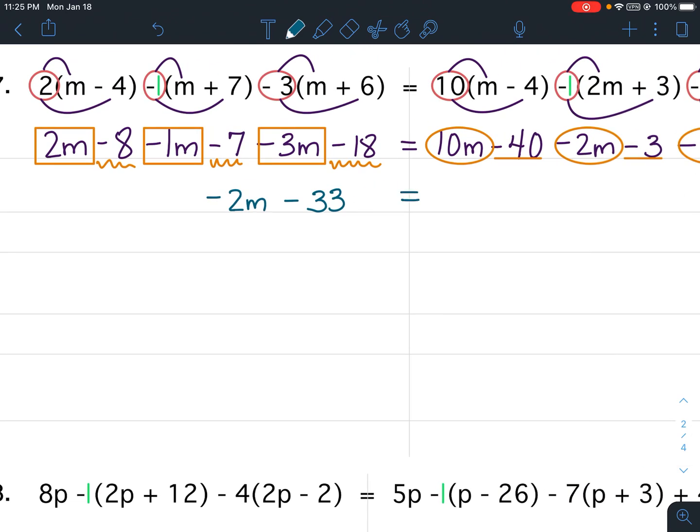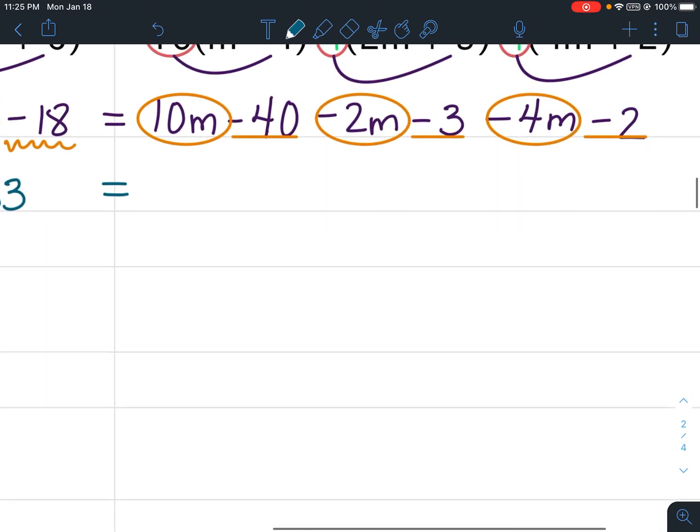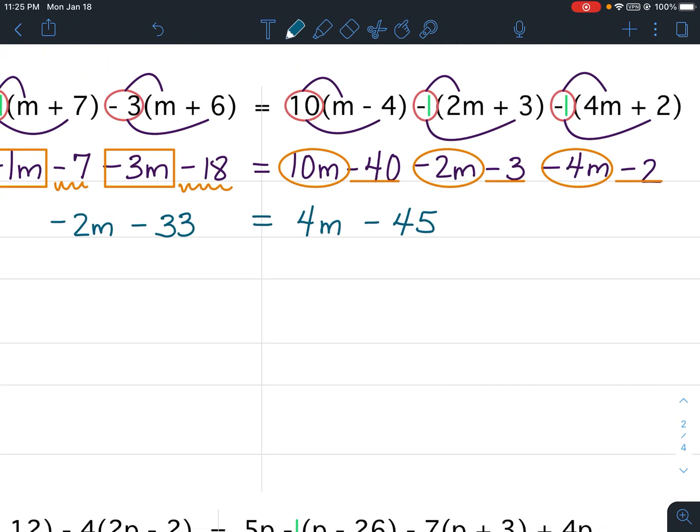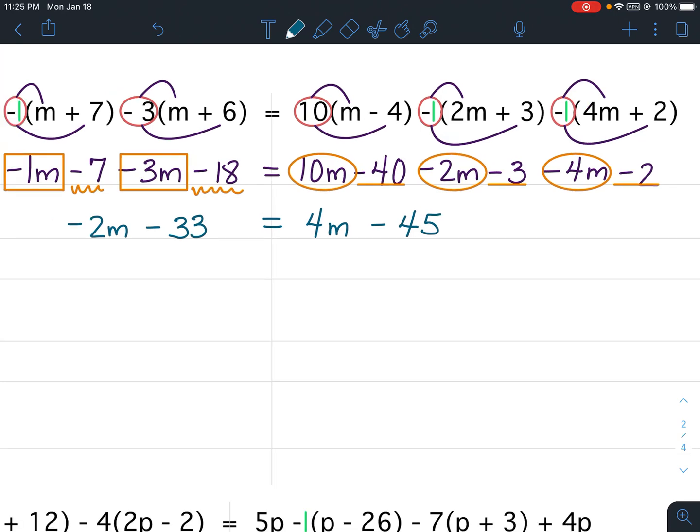Keep the equal signs lined up. On the other side, 10 minus 2 minus 4. So that would be 4m. -40, -3, -2. They all have the same sign, so add them all up and keep the sign. That'd be -45. In your calculator, you do -40 minus 3 minus 2.